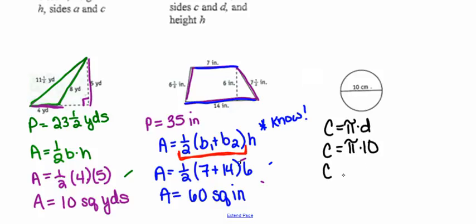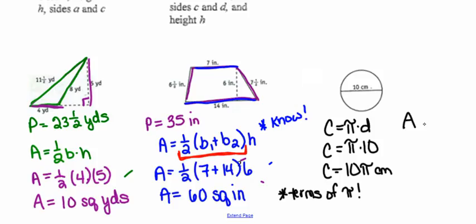And since it doesn't ask us what to round to, we're going to leave our answer in terms of pi. So that's important to know. Unless they specify or give us something to round to, our answer is always going to be left for the circle in terms of pi. And this would be 10 pi centimeters.